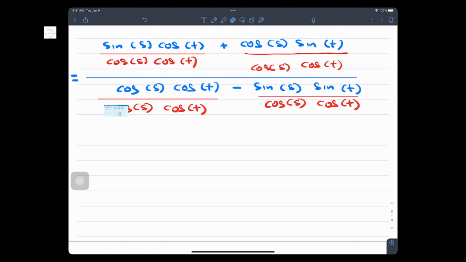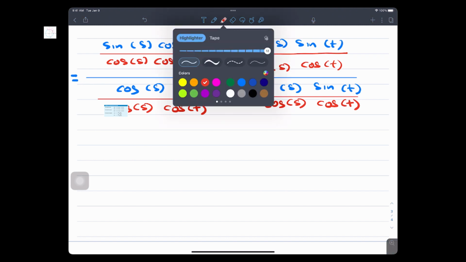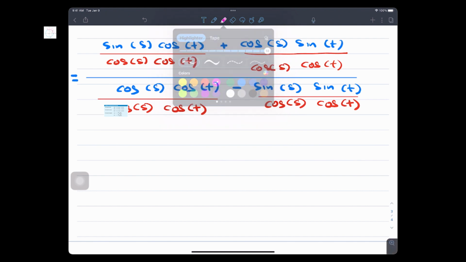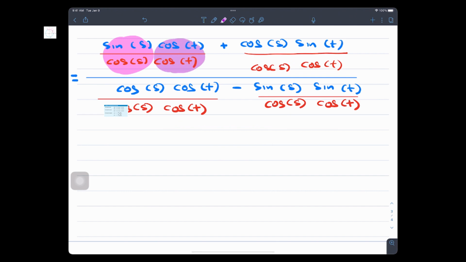If you guys know now, where else this is going is right in here. Let me see if I can get another color. Maybe pink. You guys know, what is sine S over cosine S? Right? What happens with this? Isn't that, what's sine over cosine? Isn't that tangent? Good, tangent S. What's cosine over cosine? Isn't that 1?